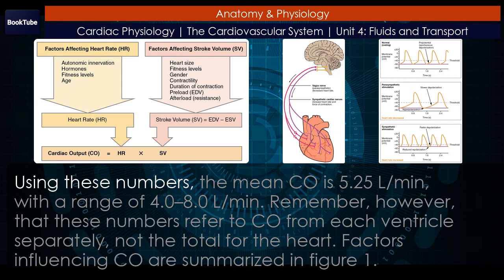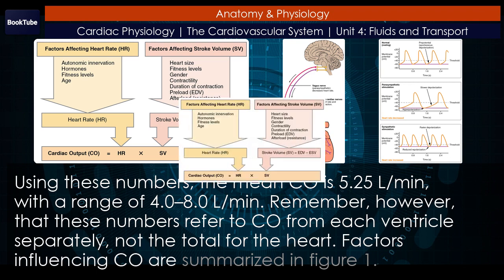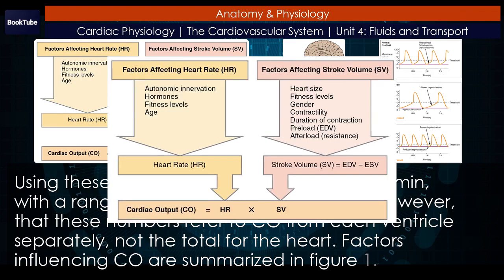Using these numbers, the mean CO is 5.25 L per minute, with a range of 4.0 to 8.0 L per minute. Remember, however, that these numbers refer to CO from each ventricle separately, not the total for the heart. Factors influencing CO are summarized in Figure 1.